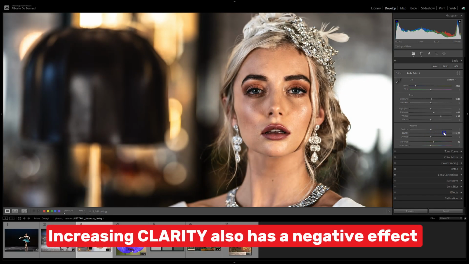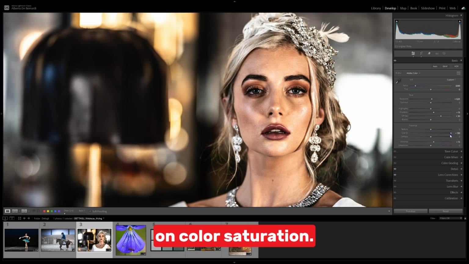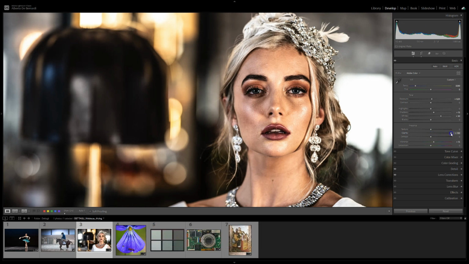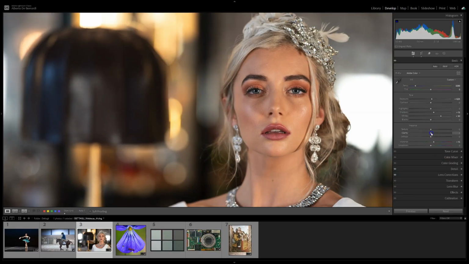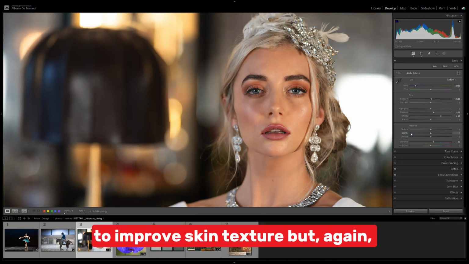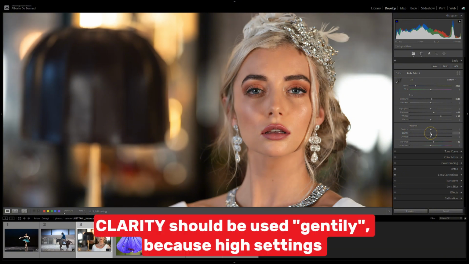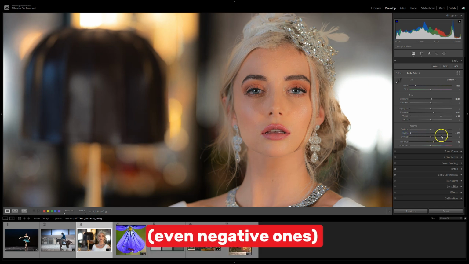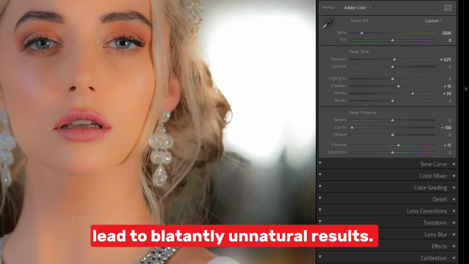Increasing clarity also has a negative effect on color saturation. Decreasing clarity is an easy expedient to improve skin texture, but again, clarity should be used gently, because high settings, even negative ones, lead to blatantly unnatural results.